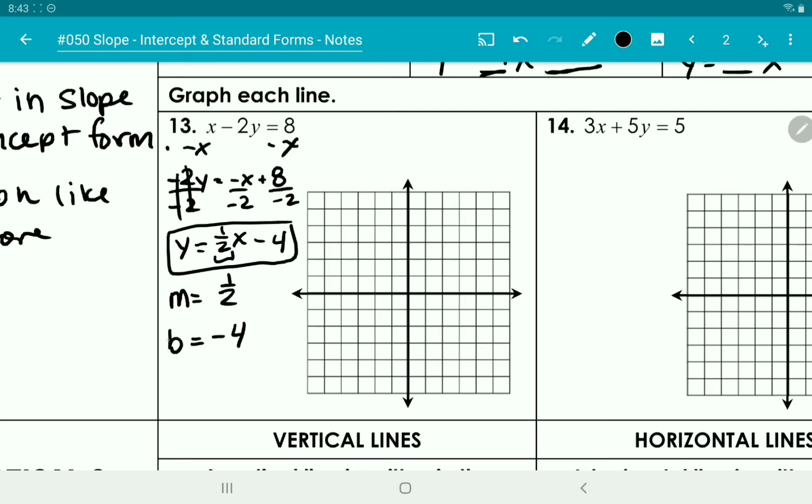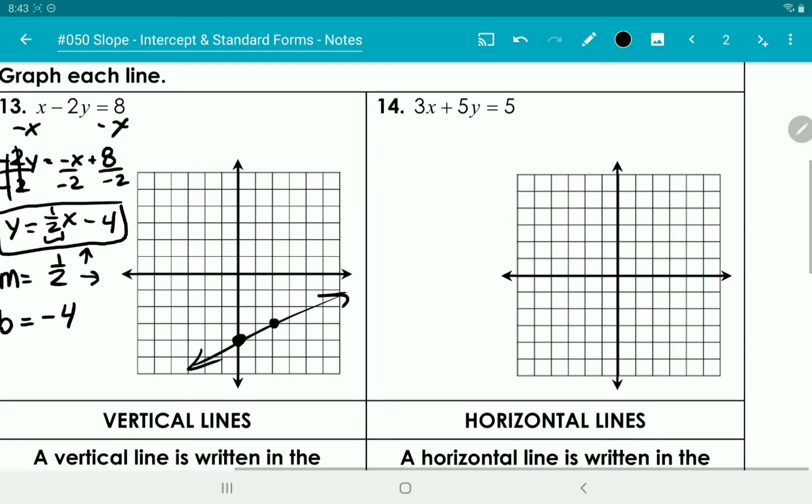Okay, so we'll start out by plotting b, so you go down 4 because it's -1, 2, 3, 4. So there's our first point. Then we're going to use the slope, so it's positive, so we're going to go up however many on top, and then right however many on bottom. So up 1 and right 2 gives us this, and then we're just going to connect them, like that.